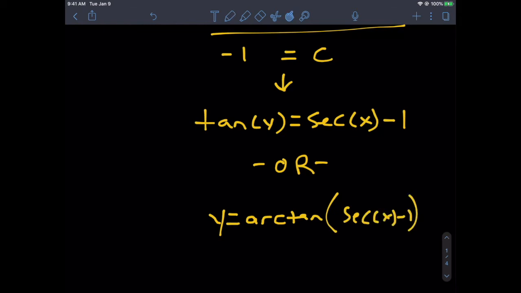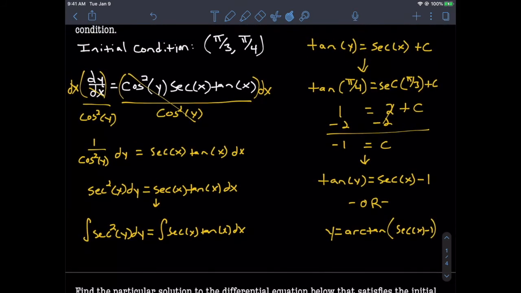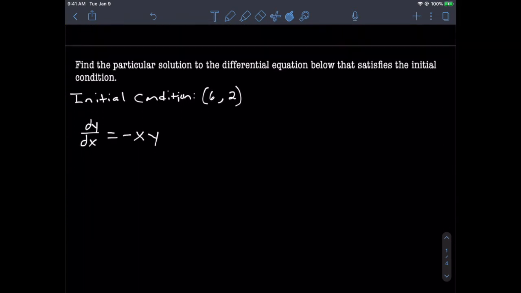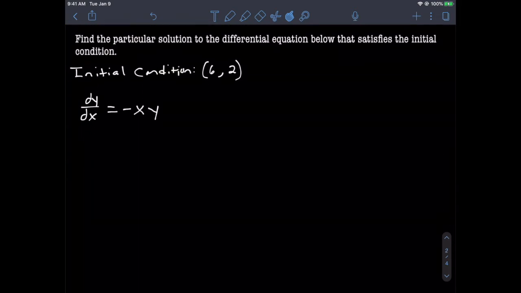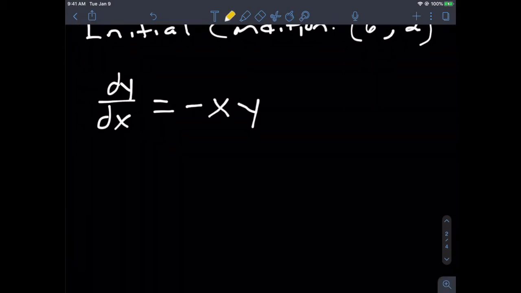Whichever one you use really depends on the context, but just be satisfied that we could find a solution for now. Let's take a look at another example. Okay, moving on, we're trying to find the particular solution to dy over dx equals negative xy that satisfies the initial condition 6, 2. We start the same by isolating our y's. Multiply both sides by dx again, and then we'll divide everything by y.